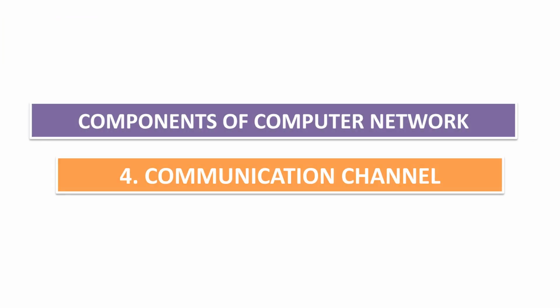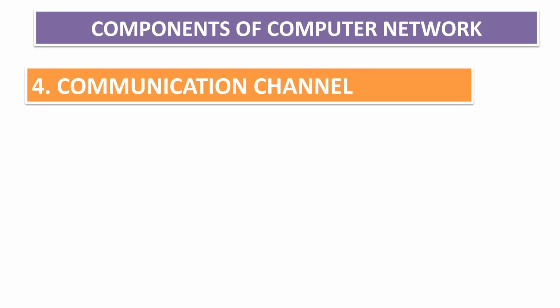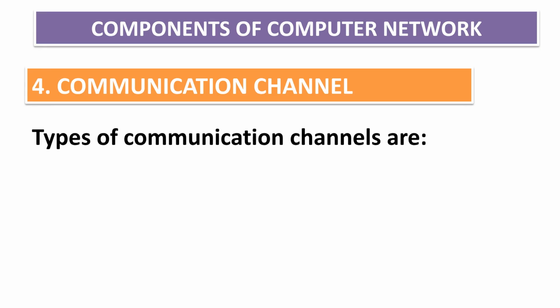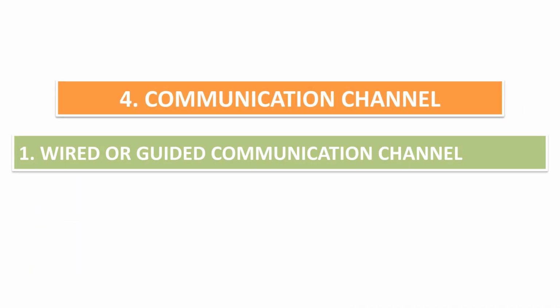Now we will look at the communication channel, the medium that allows for data transmission between network components. A communication channel, or simply a channel, refers to a physical transmission medium like a wire or a logical connection over a multiplexed medium. Communication channels are generally categorized into two main types: wired or guided channels and wireless or unguided channels. Let's first explore the wired or guided communication channel.